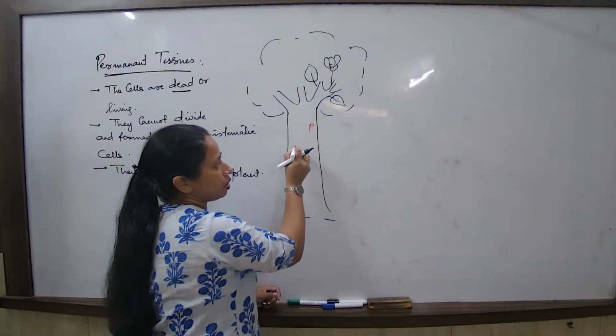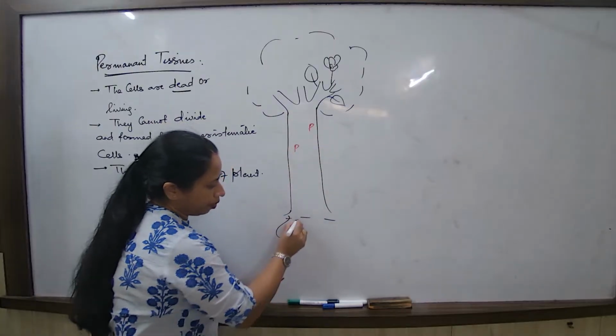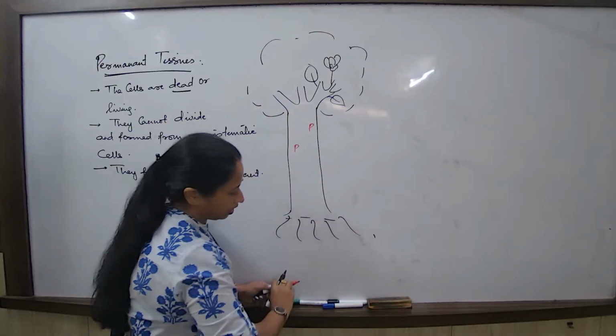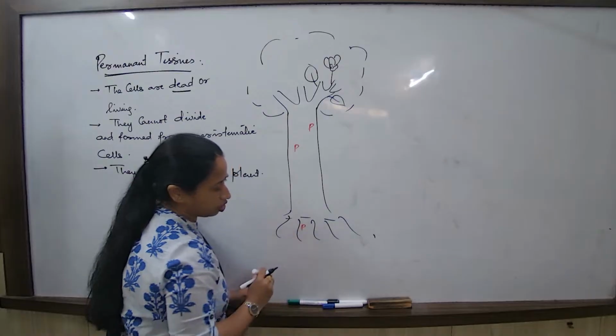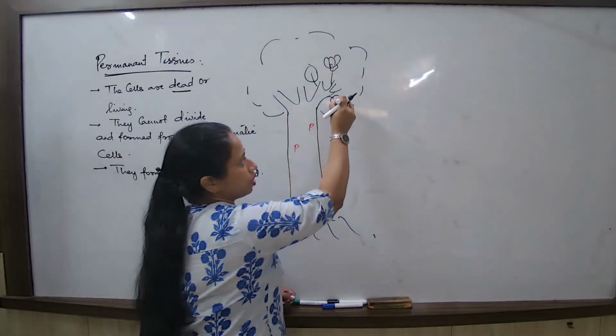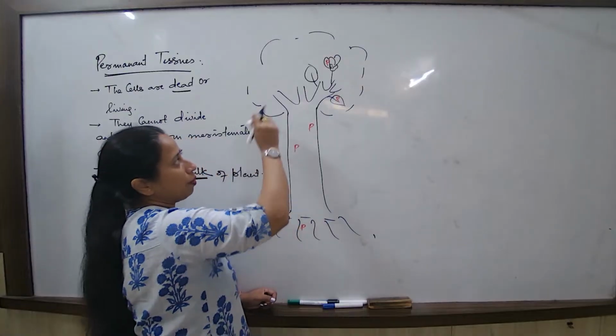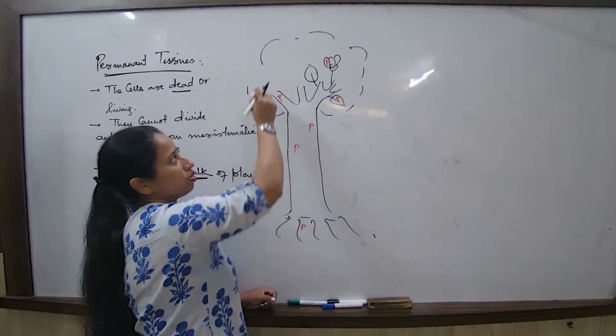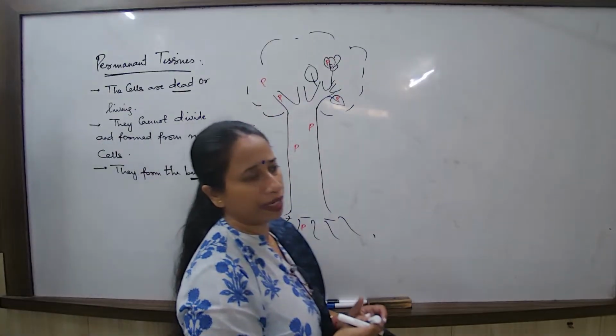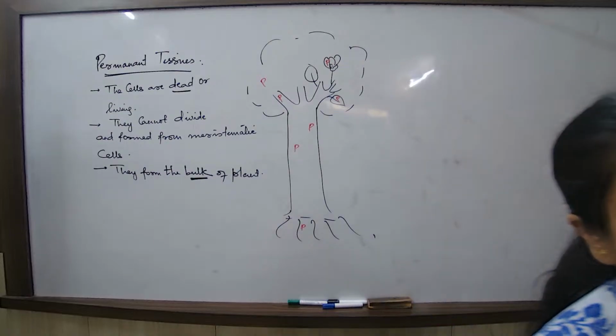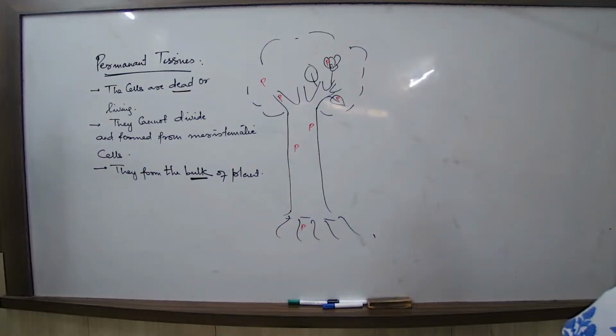The permanent is present in the root. What about the entire root structure? The permanent is present in the root, in the leaf, in the flower also, and in the branches also, in all the upper parts of the plant. So that is the meaning. The permanent tissues are formed all over in the plant.